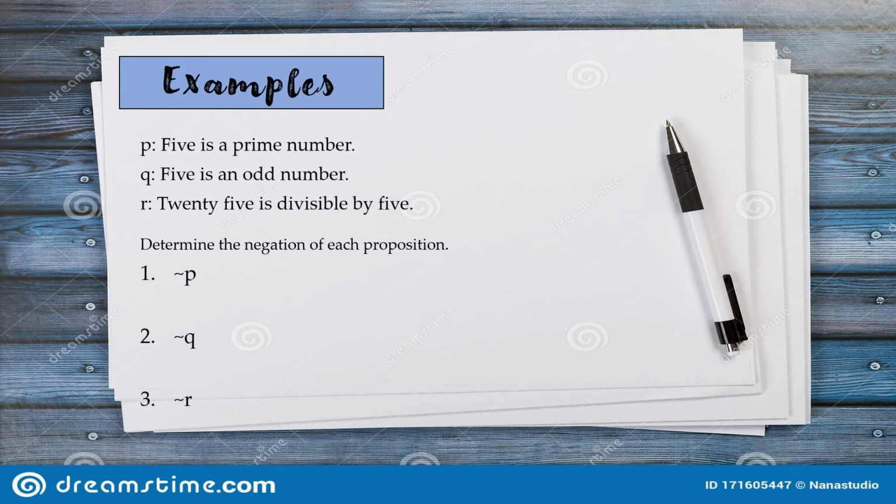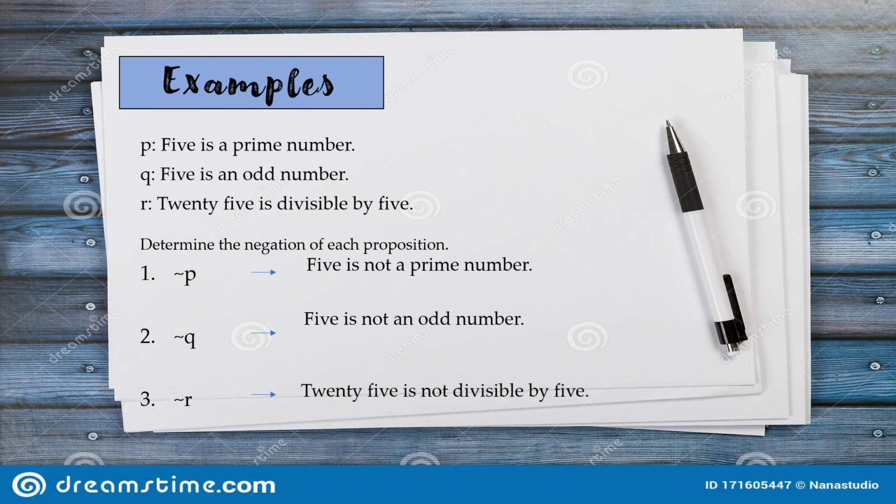Let us have these examples. Determine the negation of each proposition. Not P, 5 is not a prime number, or you can say 5 is a composite number. Not Q, 5 is not an odd number, or you can say 5 is an even number. Not R, 25 is not divisible by 5.